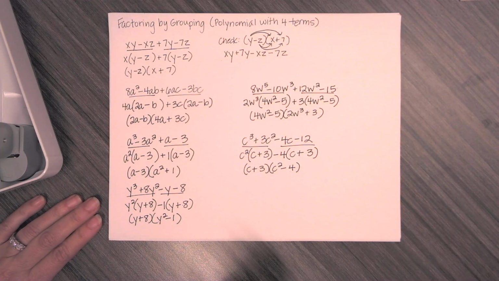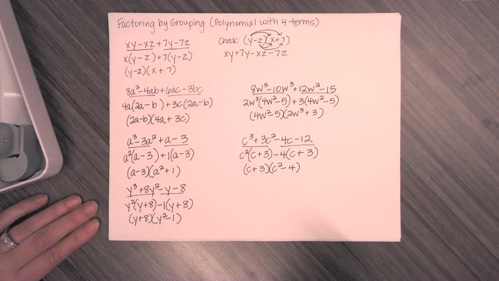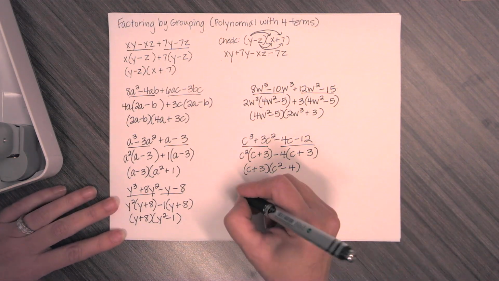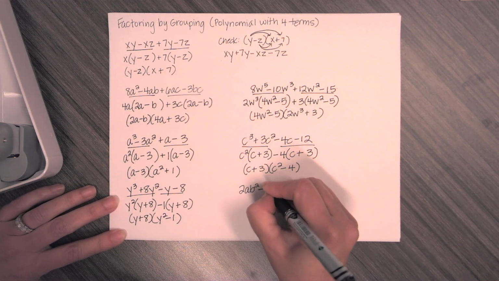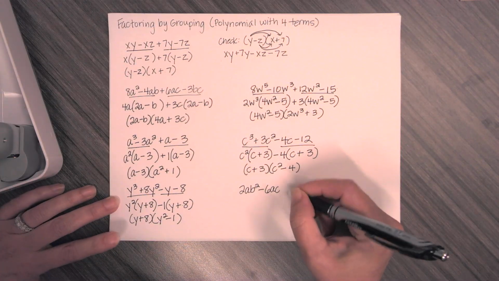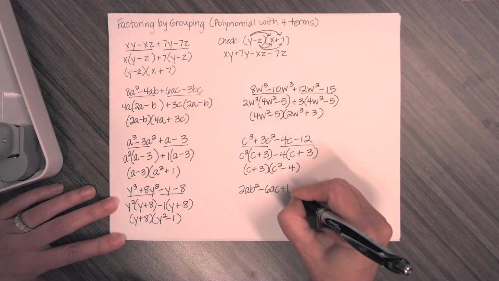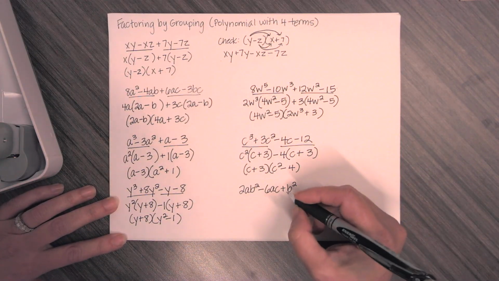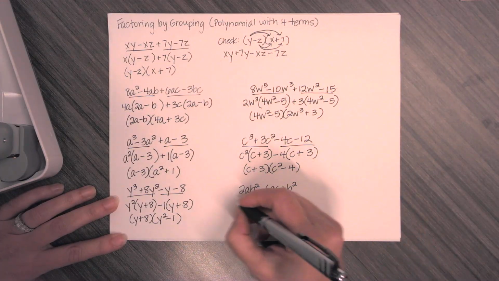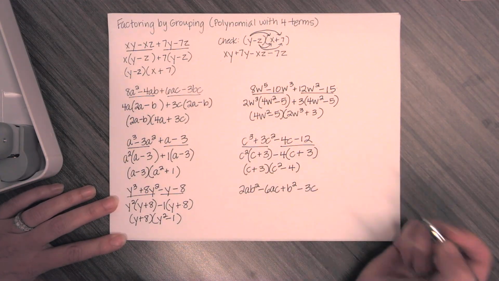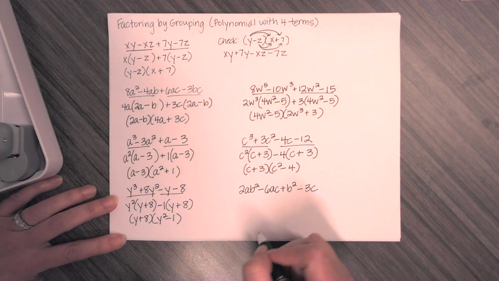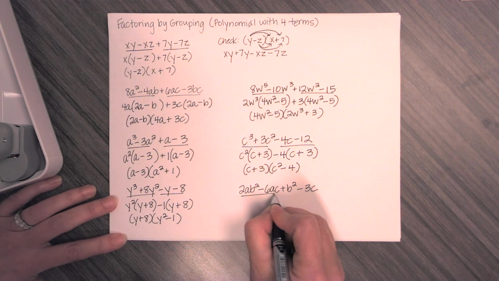Let's do one more, and then we will stop this video, and I'll make a second video that shows some examples of what to do when you have a greatest common factor for all your terms, and you have to factor that out first, but we'll get to that in a minute. Here's one last one where we are going to group.